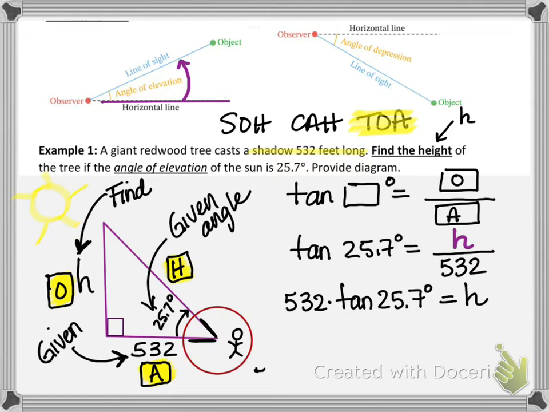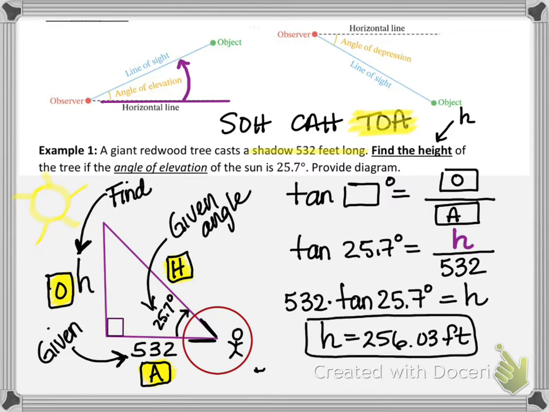Make sure that you put your calculator in degree mode, okay? Press mode on your calculator and make sure you put it in degrees. Now, I'm going to type that in the calculator and I'm going to get an answer. And I'm going to say, let's round to 2 decimal places. Okay, so now let's round and we end up getting 256.03 feet as our final answer. And round to 2 decimal places. Okay? So there's the height of the redwood tree.